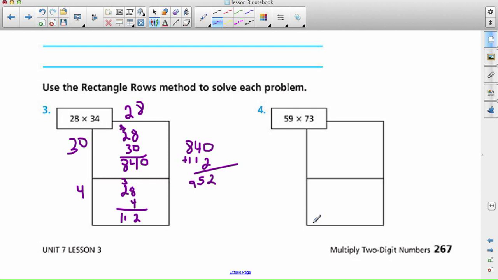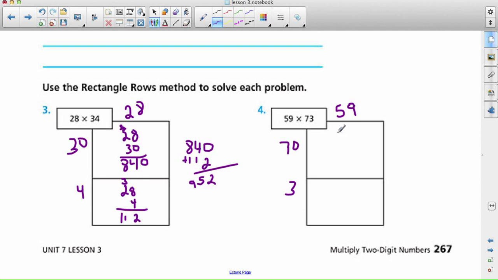Okay, go ahead and pause the video and try the next one. Let's go ahead so that we're all consistent when we come back to look at it. Let's leave 59 as our whole number up at the top. And let's break apart 73 into 70 and 3. So go ahead and pause it, try and solve that out, and then come back and check your answers.